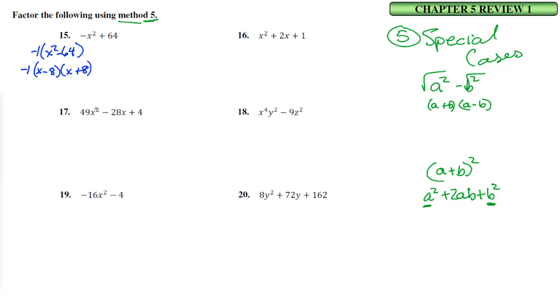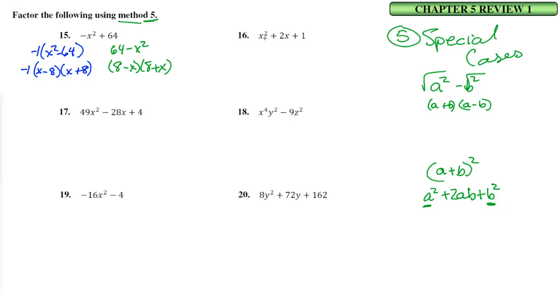Or it could have been done in a slightly different way. Switch these two places and it looks like 64 minus x squared. Still a difference of two squares. And you could write 8 minus x and 8 plus x. Either that written in the green or that written in the blue are both correct factorings of number 15.